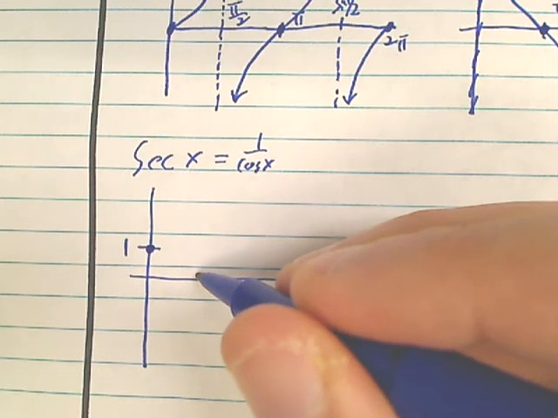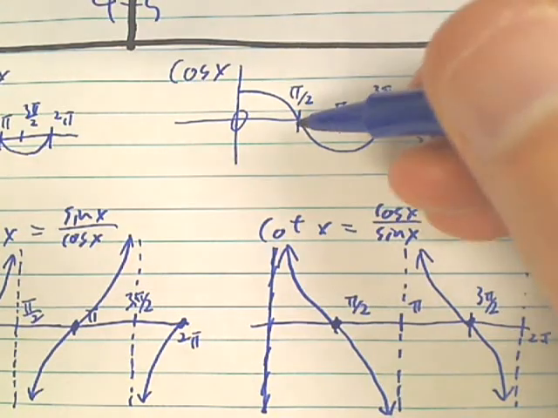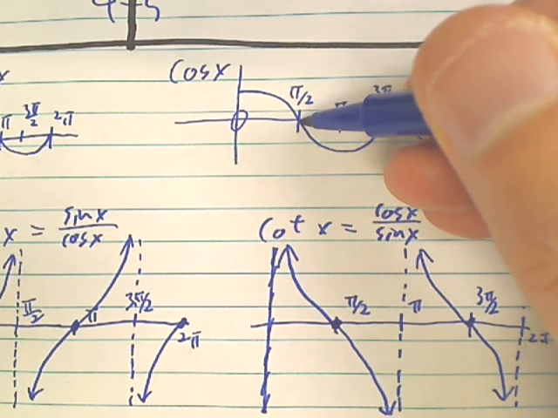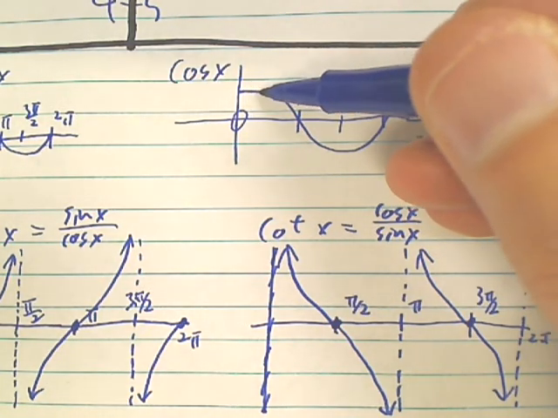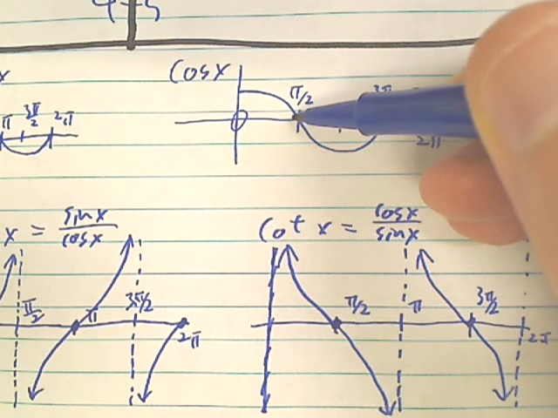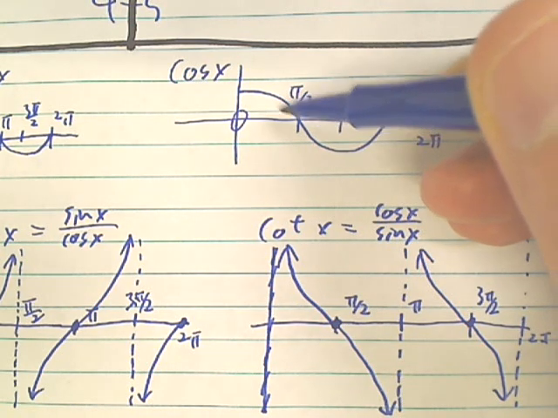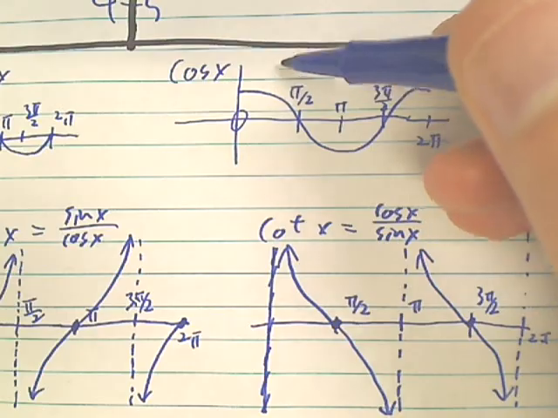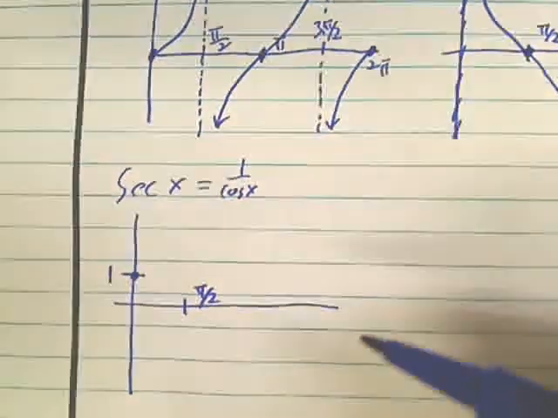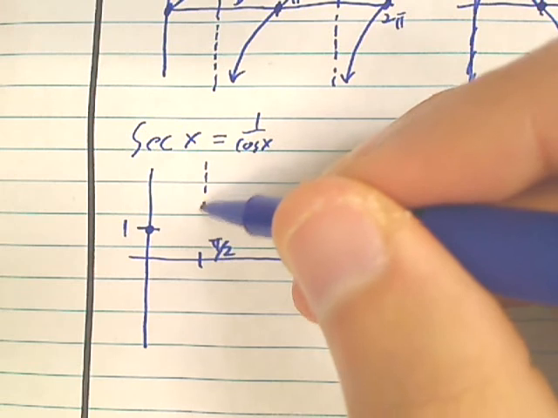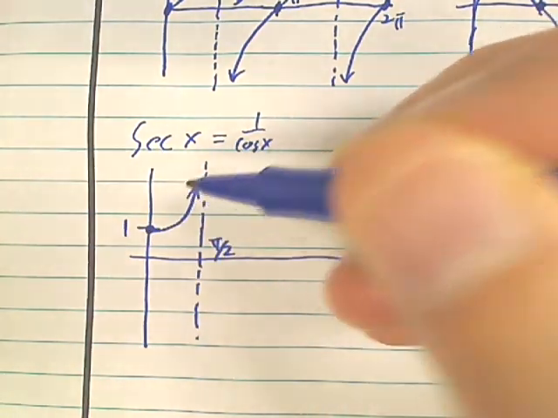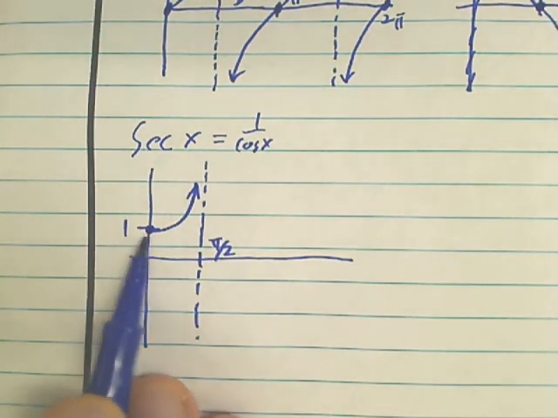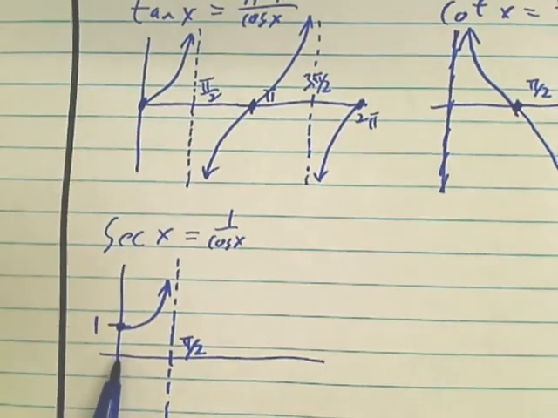Next is pi over 2. At pi over 2, cosine is 0, so the reciprocal of 0, 1 over 0, is undefined. It's a vertical asymptote. As the numbers get very close to that, like 0.001, the reciprocal of that is 1,000. So this graph for secant is going to go up, up, up, and away. I'm using a little bit of previous knowledge by drawing that flat there.